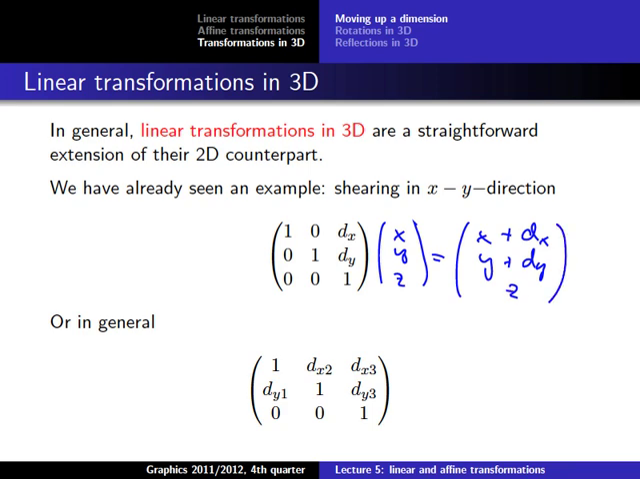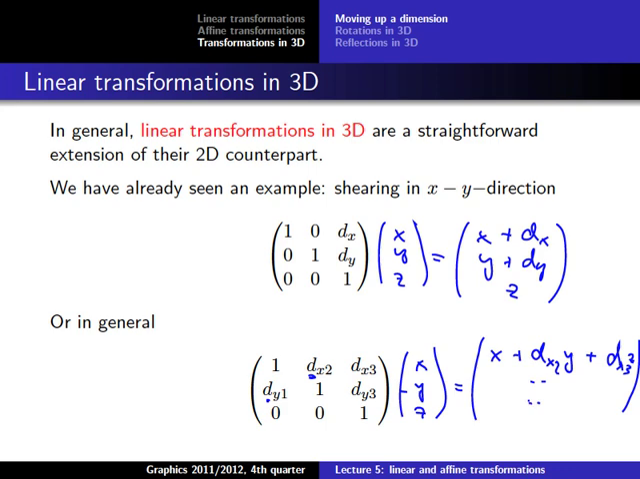And of course, we do not have to restrict ourselves to just this last column here. We can also put values here. Then, if we multiply it again with x, y, z, we get a more general case, x plus dx2, y plus dx3 z, and the same for these here.